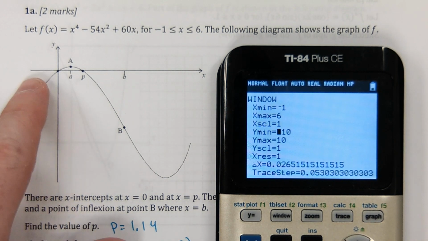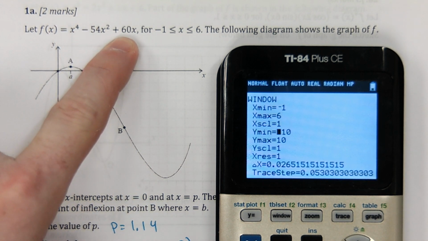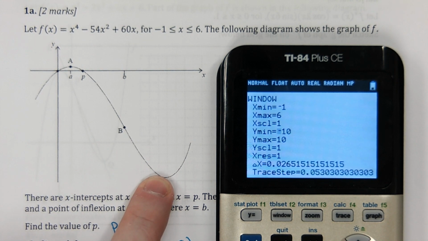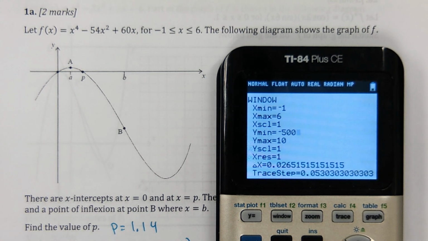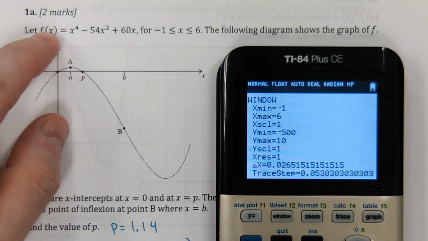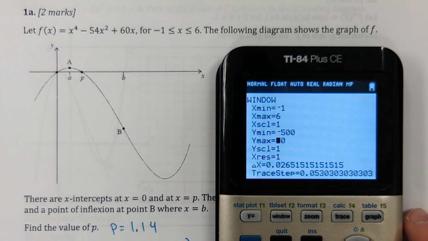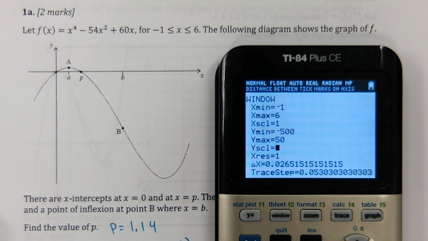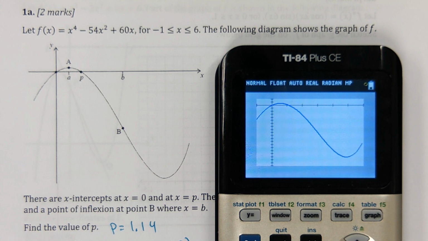Now, y minimum, this is a quartic, a 4th degree polynomial, and it has large coefficients. So there's a really good chance that this number is super far down. So let's just go to -500 from experience. I know that that's probably going to be big enough. And up, it's probably not very high. I mean, if that's 500, that's pretty small. 50? Sure. And let's make our scale go by 25s. Okay, yeah, that worked out pretty well. It's pretty close to what's on the graph.